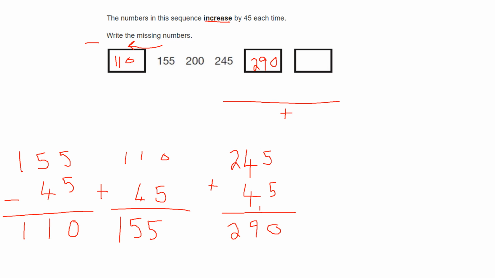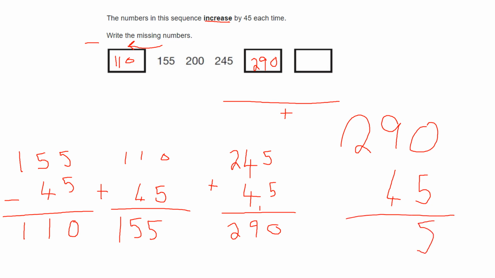Then I've got 290. And to move forward again, I'm going to add on 45. So I've got 5 add nothing is 5. 9 add 4 is 13. Carry the 1. 2 add 1 is 3. So I've got 335.